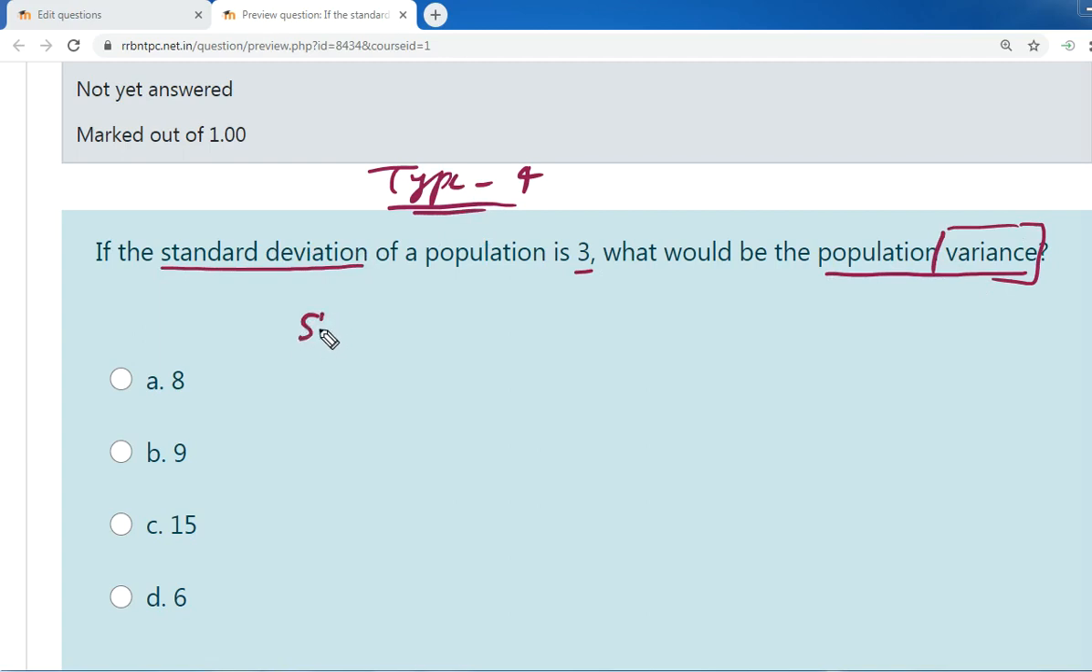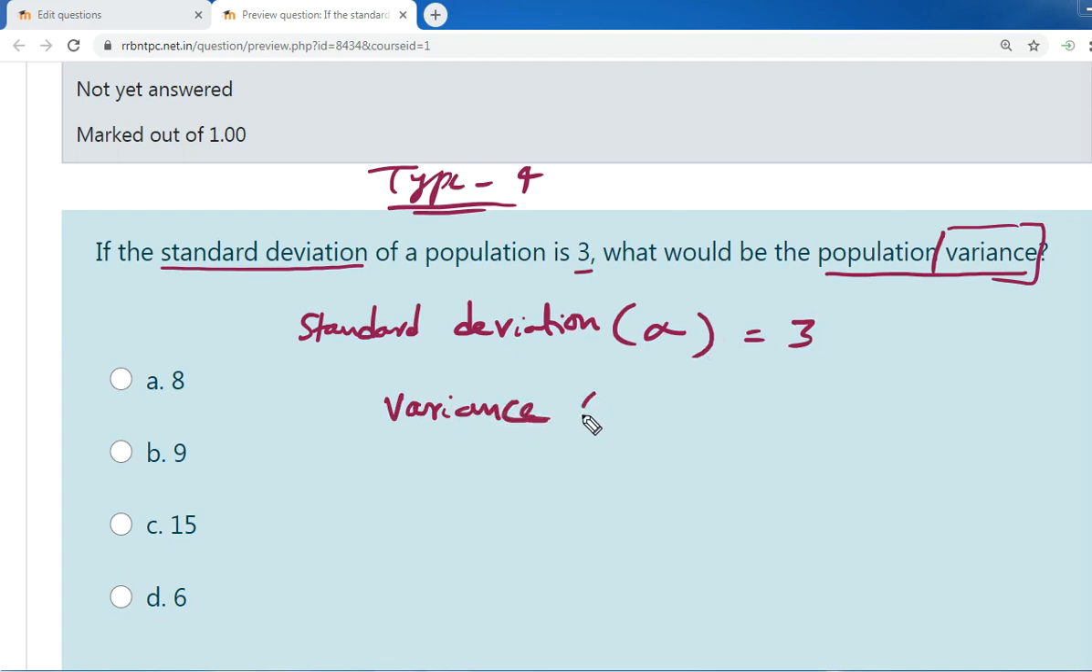So standard deviation is represented by sigma. It is given as 3. So if standard deviation is given, then we can easily find out the variance. Very simple. Variance will become sigma square. Variance is sigma square. So the given value is 3. So we need to find out the variance sigma square, that is 3 square. 3 square is nothing but 9. So answer will be 9.